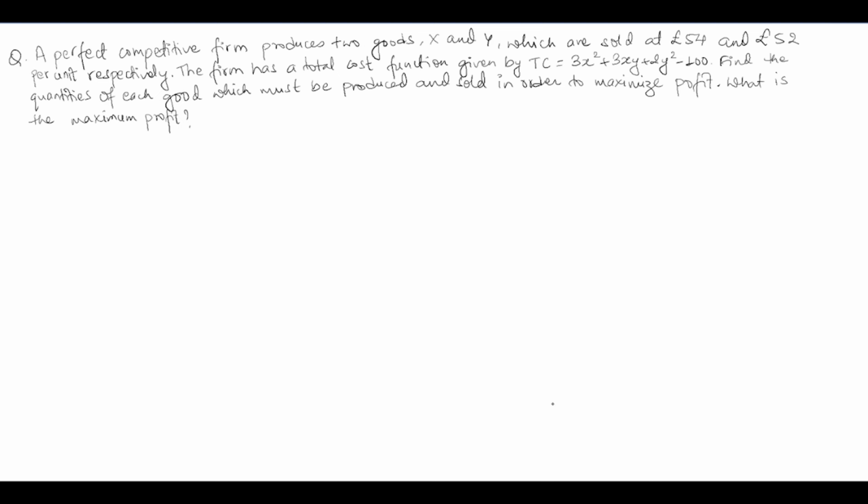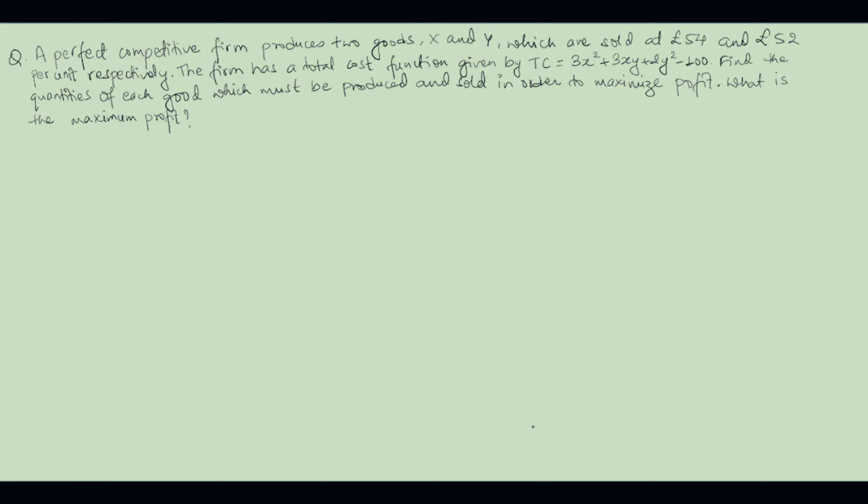In this video, I have taken a question on functions of several variables. The question is: a perfect competitive firm produces two goods X and Y which are sold at 54 pound and 52 pound per unit respectively. The firm has a total cost function given by total cost equals 3x square plus 3xy plus 2y square minus 100. Find the quantities of each good which must be produced and sold in order to maximize profit. What is the maximum profit? We need to find the maximum profit from this question.